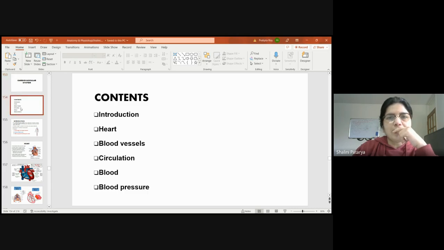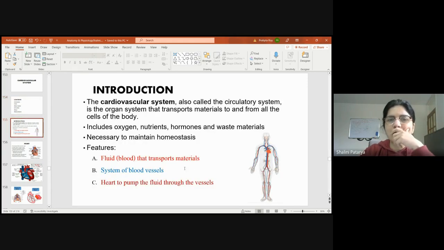So in the cardiovascular system, we will understand the heart, blood vessels, circulations, blood and blood pressure. So what are the things there? The fluid that transports the material is blood.